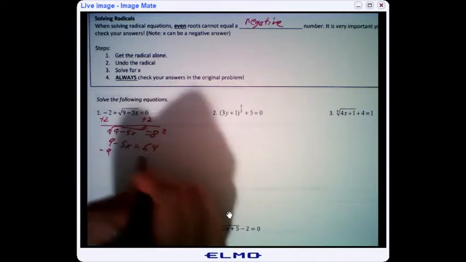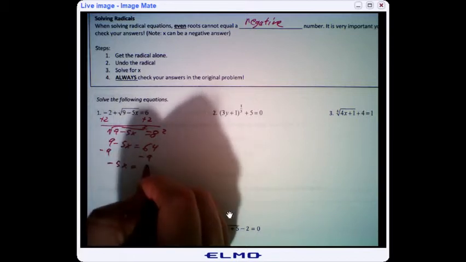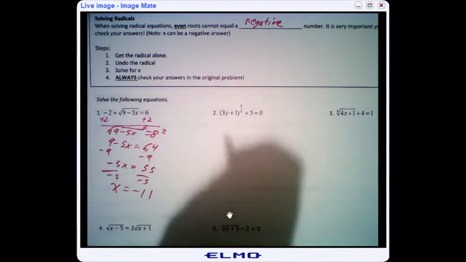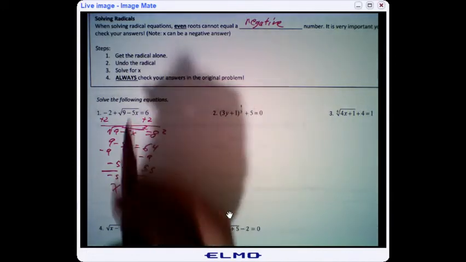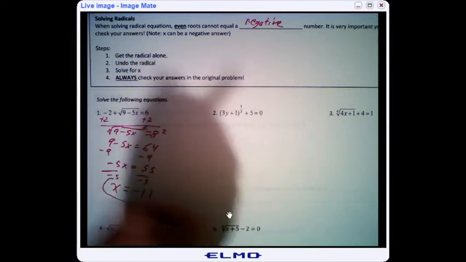So subtract this 9, negative 5x equals 55. And divide, x equals negative 11. We take the negative 11, we would plug it back in for x to make sure it works. It does. So we have one solution here.